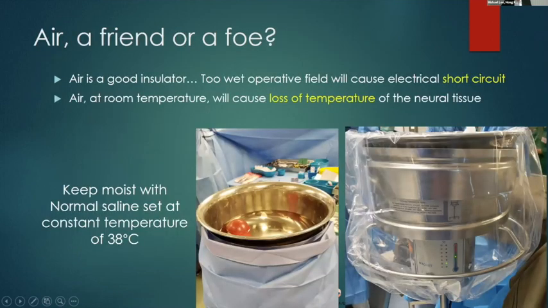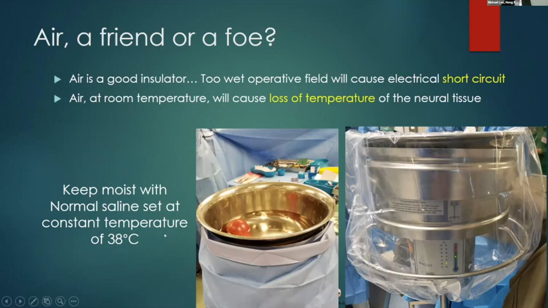Another thing I would like to talk about is that air may be a friend or foe. During the surgery, because we are talking about electrical circuitry, you need a not too wet field. Otherwise, the electrical circuit will have a short circuit, and then you have nothing for your IOM. So air is quite good in this sense. But if you have too much air, you drain all the CSF during your surgery, then the temperature of the nervous tissue will become room temperature, that is around 20 degrees, which is quite low for you to obtain a reasonably good IOM signal. So you have a loss of temperature.